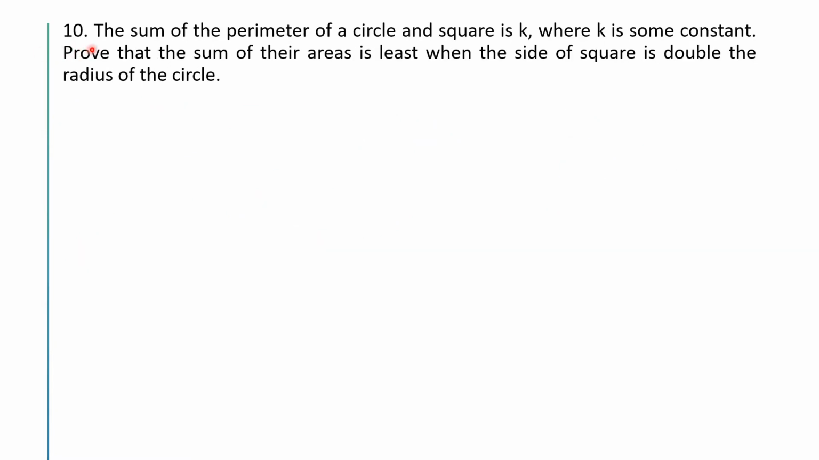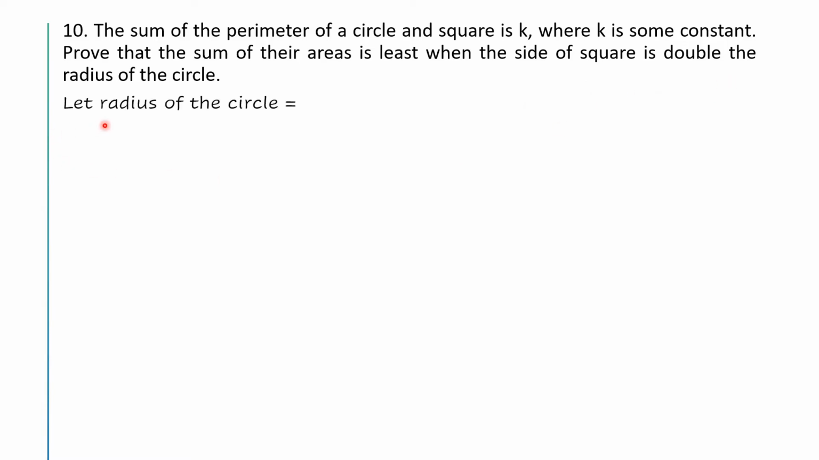Next question. The sum of the perimeter of a circle and square is k, where k is a constant. Prove that the sum of their areas is least when the side of square is double the radius of the circle. So here it is given the sum of the perimeter of a circle and a square is a constant k. We have to prove that the sum of their areas is least when the side of the square is double the radius of the circle.